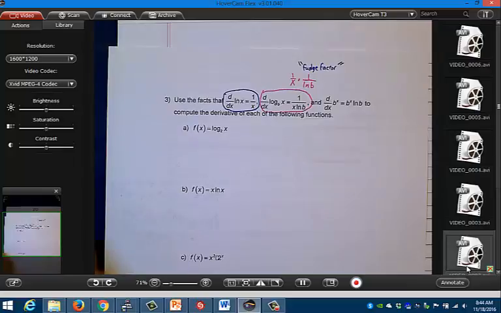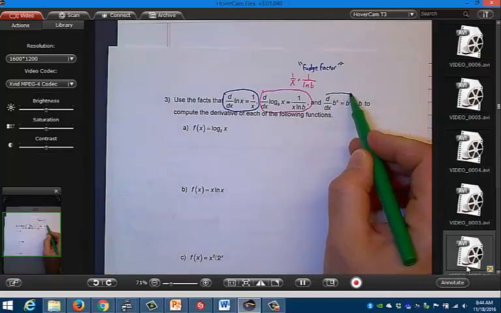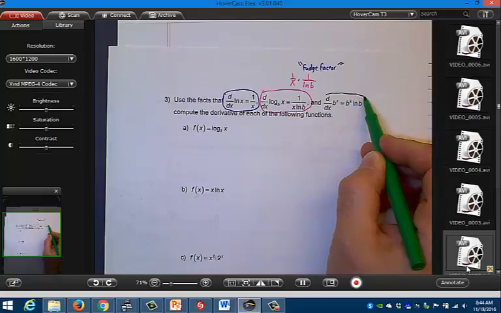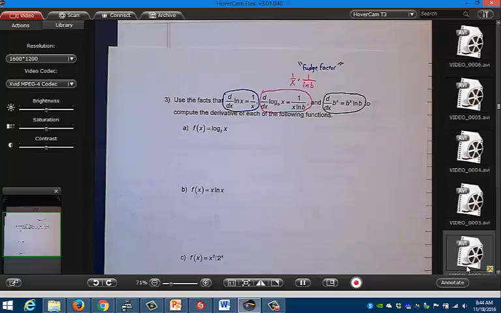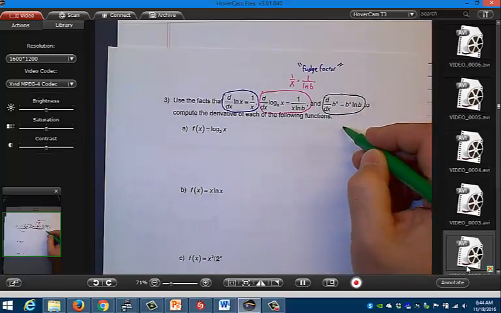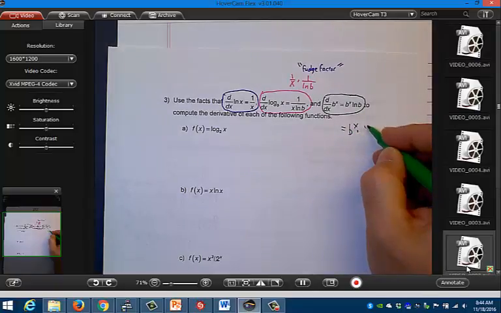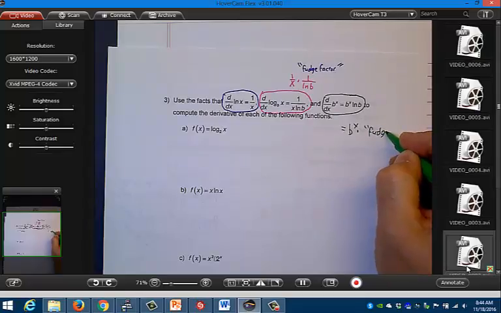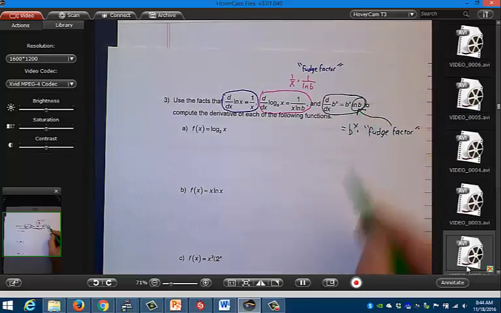And the other new formula today is this, the derivative of b to the x. Right? What's the derivative of e to the x? E to the x. So what's the derivative of b to the x? It's b to the x times its fudge factor. What's the fudge factor of b to the x? Well, it's natural log of b. Okay?